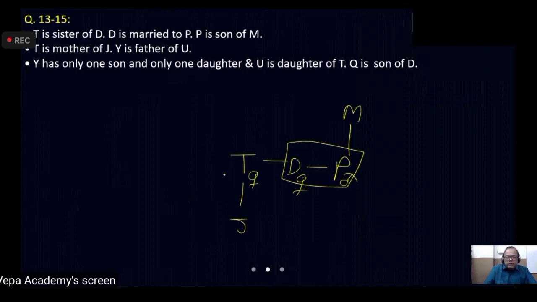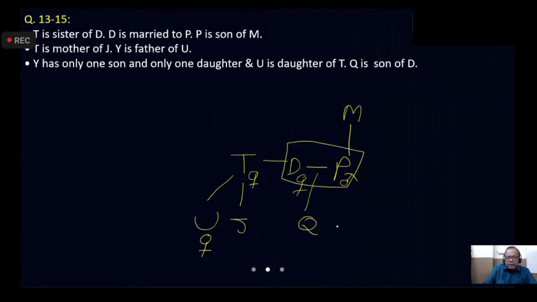U is daughter of T. T we know. So T is U's mother. U is the daughter, which means female. Q is son of D. D we already know. So Q is son.